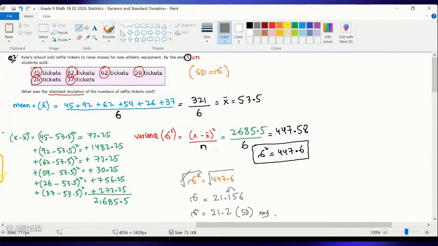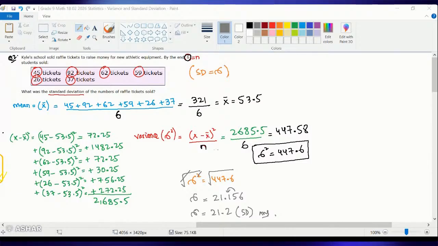How come we have 3 when we square root 447.6? The answer comes 21.156, and 6 would round up 5 and 5 would round up 1. So usually we get our answers to 1 decimal place, 1/10 of the place. That means it comes out to be 21.2. Agreed?